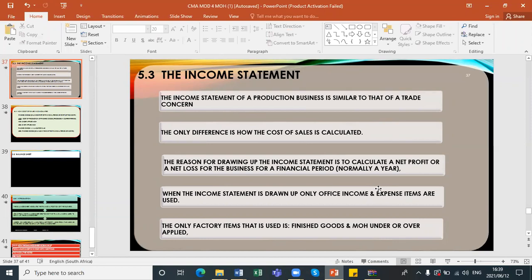Students, welcome back. Like I said previously, we're going to speak about the income statement. We're first going to read in our notes: the income statement of a production business is similar to that of a trade concern. The only difference is how cost of sales is calculated.